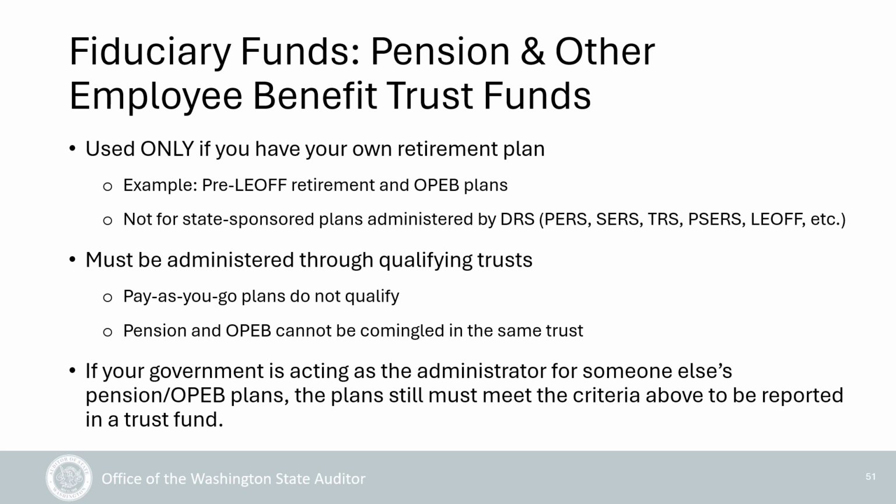Different plans cannot be commingled, so if you have a pre-LEOFF trust that includes both pension and OPEB monies, then you could not use the pension OPEB trust fund category. Instead, they would be reported as governmental funds. If you are acting as an administrator for someone else's pension or OPEB plan, the plan still must meet the criteria above to be reported in a trust fund.